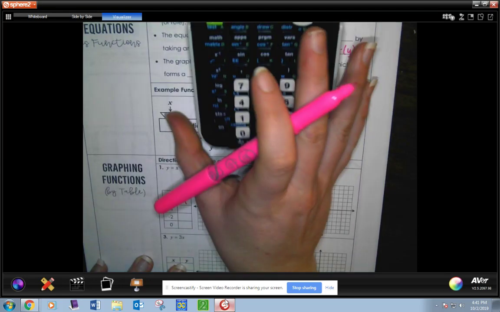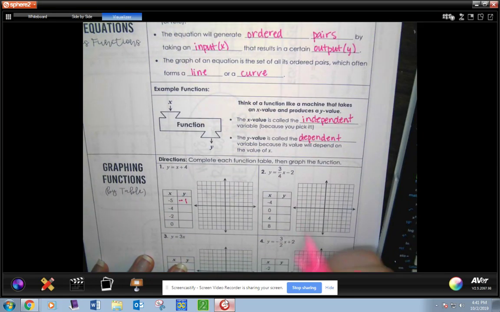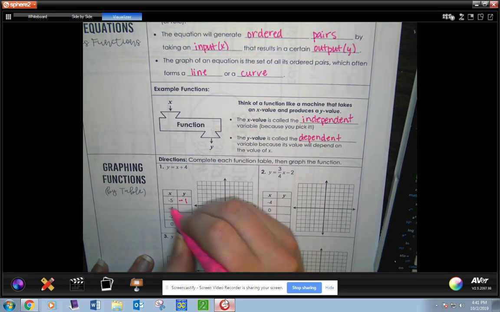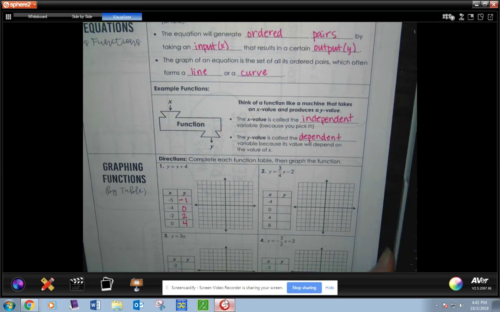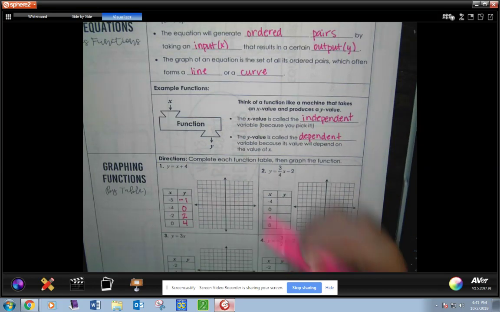I'm going to move my calculator. Y'all have yours to look at. When X is -4, Y is 0. When X is -2, Y is 2. And when X is 0, Y is 4. Once you have your 4 numbers filled in, you're going to plot points.